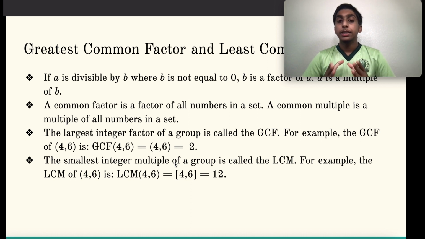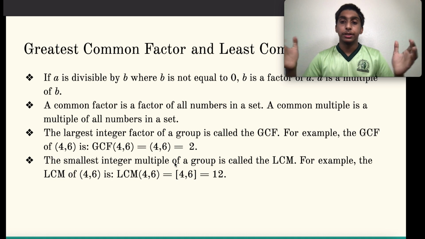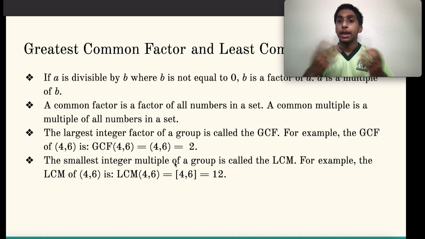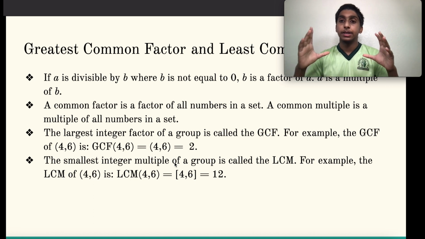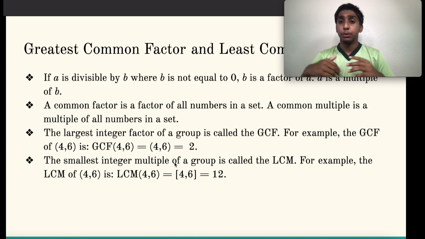Now, the smallest integer multiple of a group is called the LCM. For example, the LCM of 4 and 6 is 12. As you can see, I wrote 4 and 6 in brackets here. Brackets represent LCM, and you would find the LCM of the numbers in between the brackets. In this case, it's 12, because 4 times 3 is 12, 6 times 2 is 12, and this is the smallest multiple that they both share.